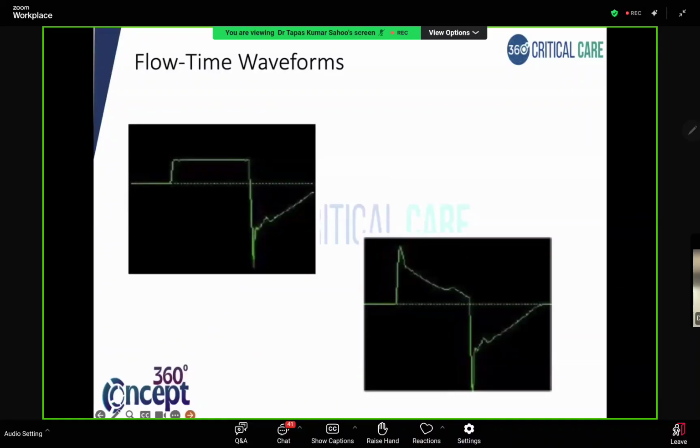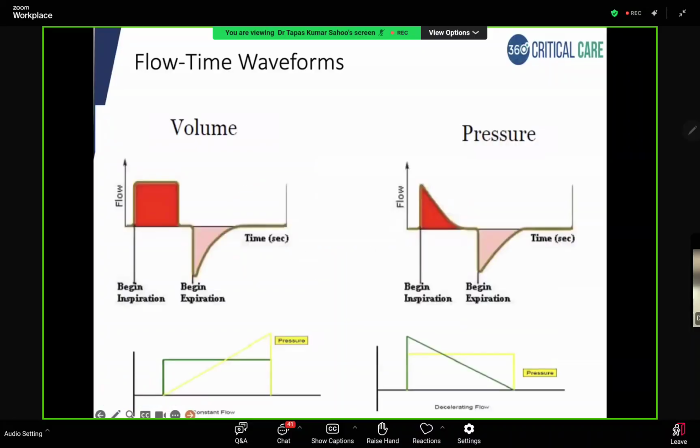Now coming to the flow time waveform. The flow time waveform looks like this in the pressure mode and in the volume mode. In the volume mode, it is a square wave, and in the pressure mode, you will get a descending ramp pattern. In the volume mode, this is the inspiration, and expiration happens from here. Clear? And in the pressure mode, it is a descending ramp, so you can see inspiration and then expiration. It is a constant flow in the volume mode, but in the pressure mode it is a decelerating flow.